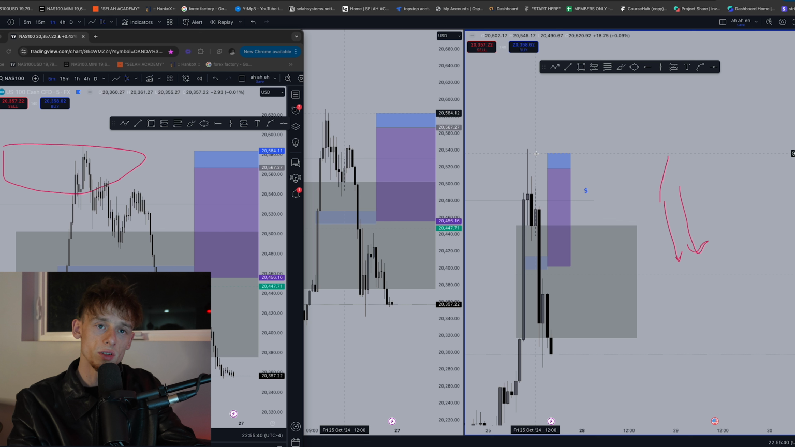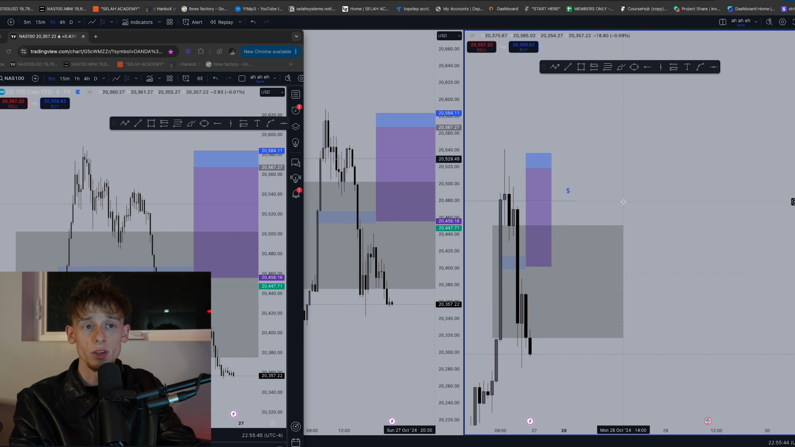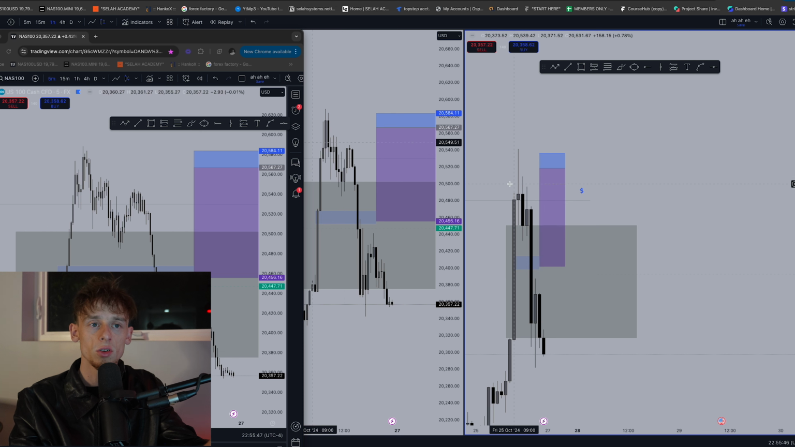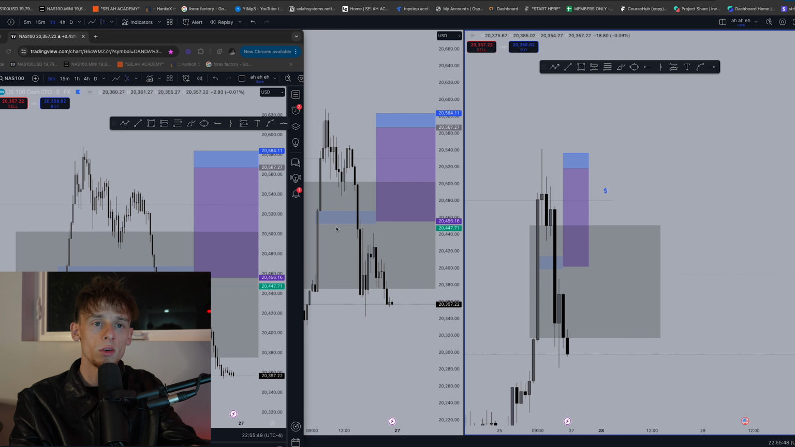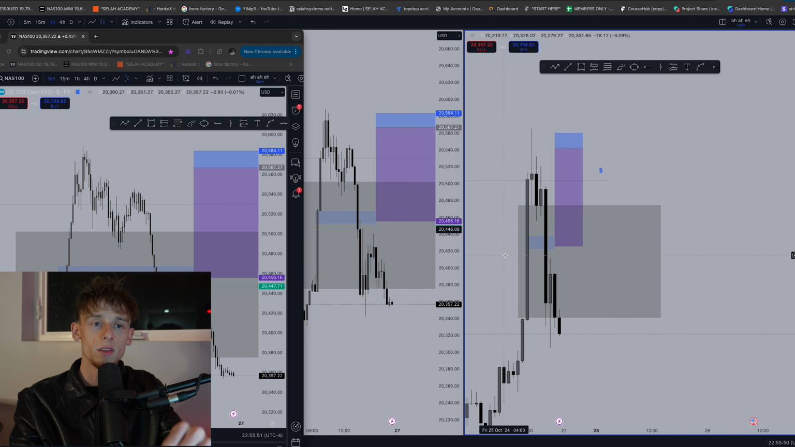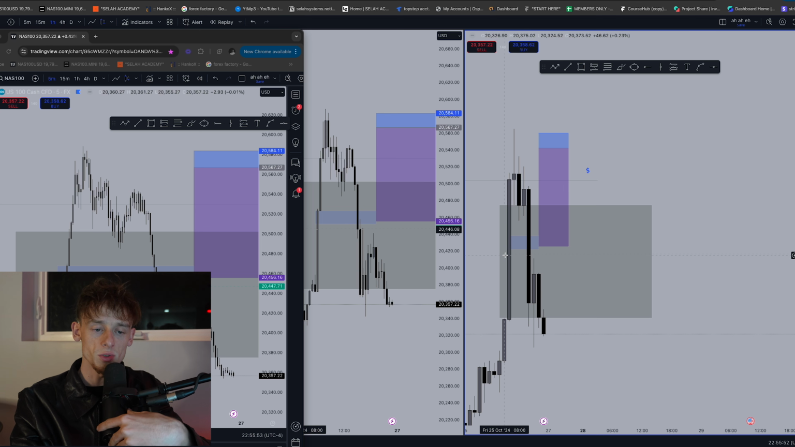On this particular setup, I have a few that I like to take. But essentially, once it took this high, I saw this wick, I saw price moving down. This is what I like to do, and this is one of my favorite setups, honestly.